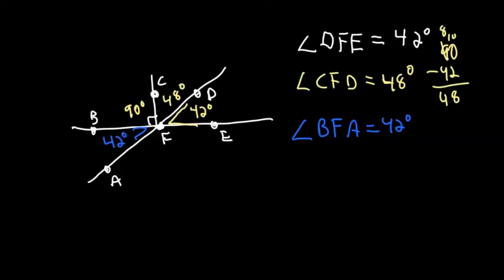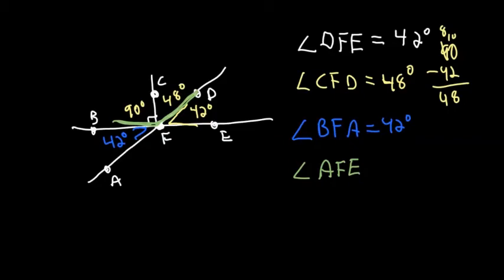Now if you look at angle AFE, that one's a little bit different because it doesn't have just one vertical angle. You would have to combine BFC and CFD. So this whole angle here would be what's vertical to AFE. So you can solve it by finding what BFD would be.